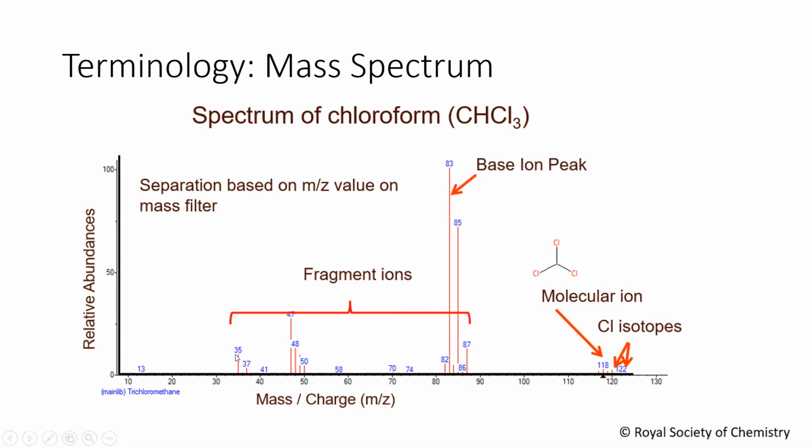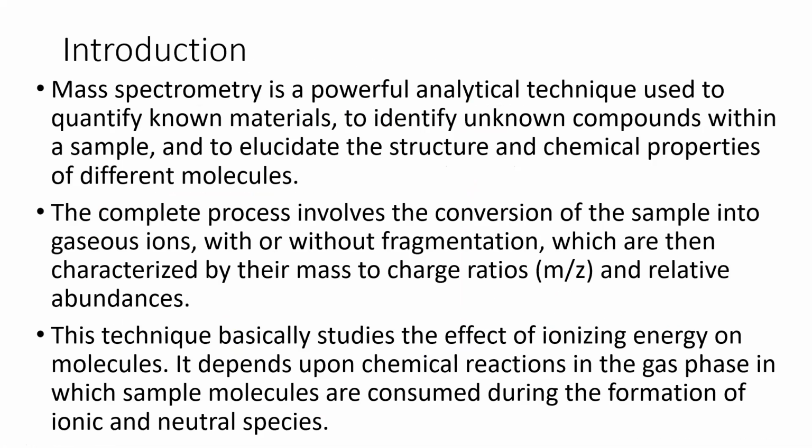And one thing that strikes you, there's a fragment at 35. It means that if one chlorine atom fragments, you see a mass at 35, and you see another mass at 37, which may likely be the isotope of chlorine 35. We'll see that later when we start talking about fragmentation patterns.